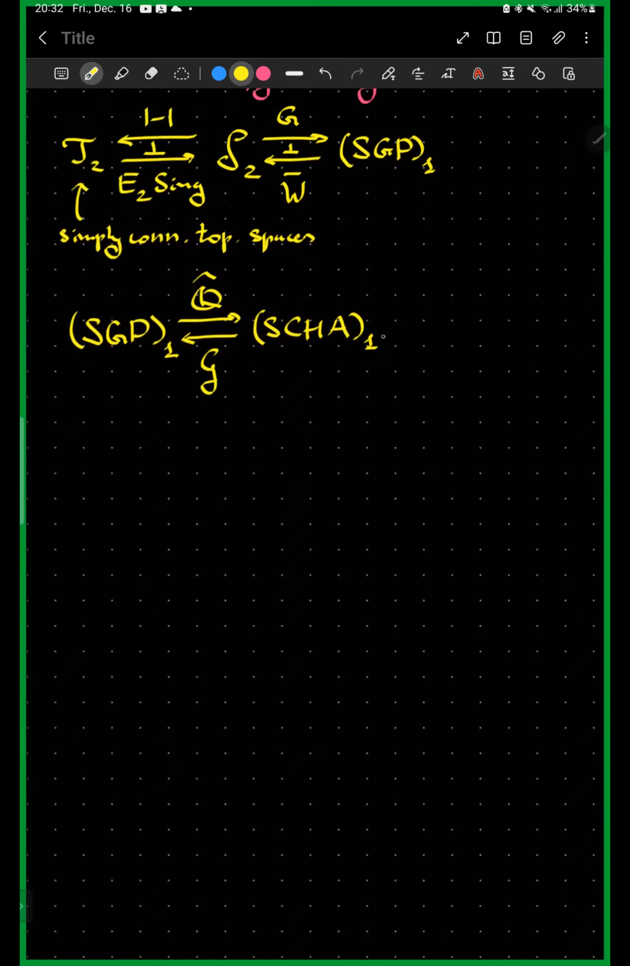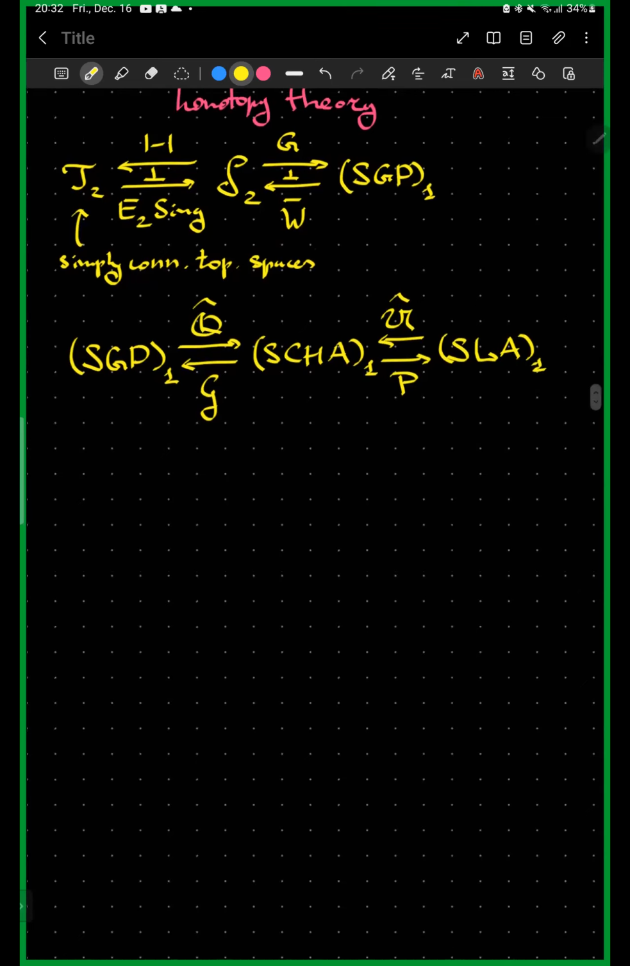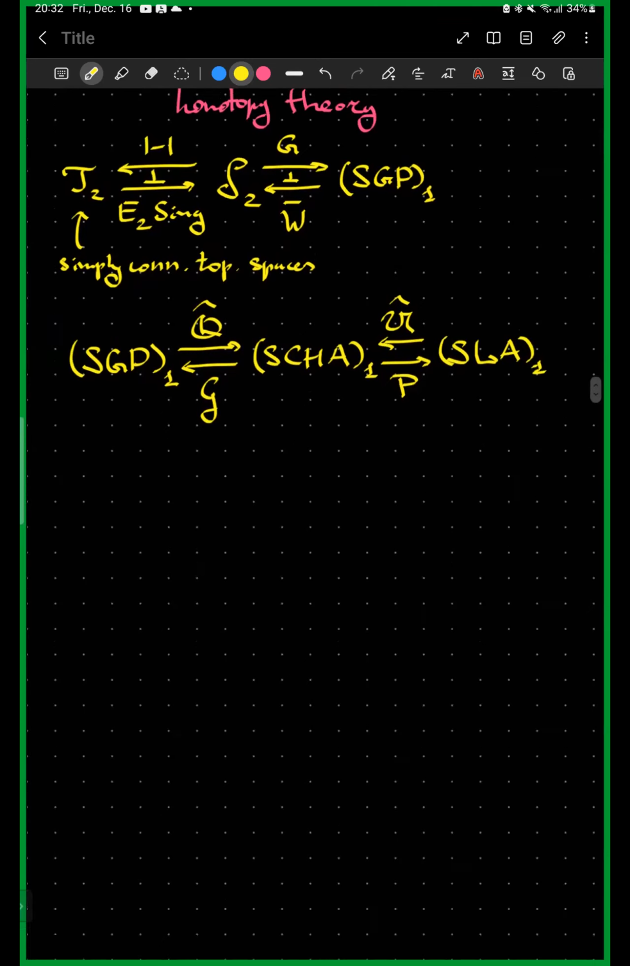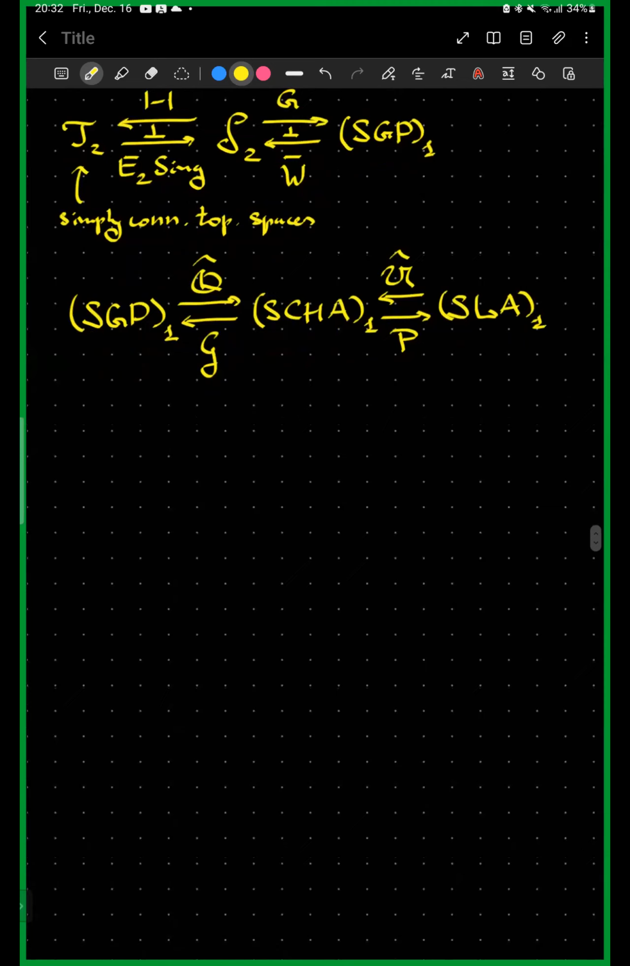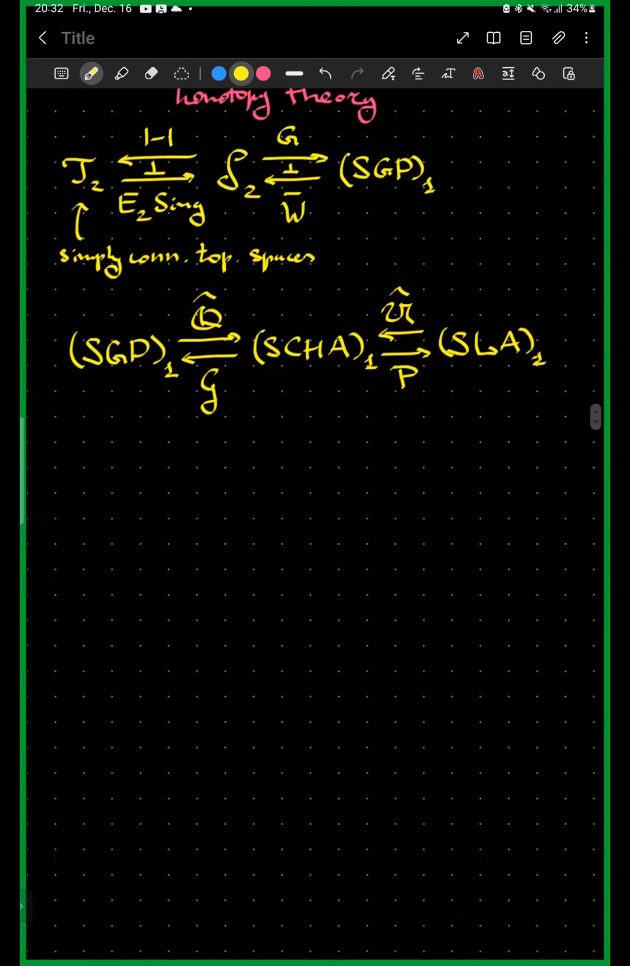Then we can move on to the next category. In one direction, we take primitive elements of a simplicial complete Hopf algebra, which gives us a simplicial Lie algebra, also one reduced. And in the other direction, we take the universal enveloping algebra of a simplicial Lie algebra, and then we complete it in the powers of the augmentation ideal as well.